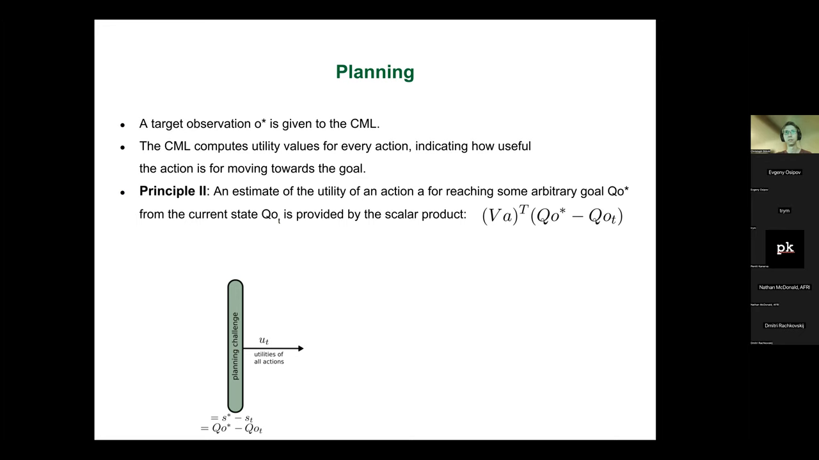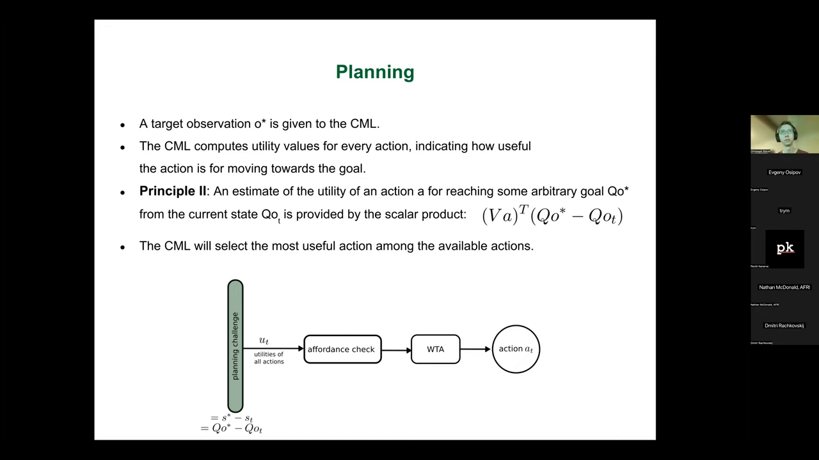And similar is in this sense just computed with the dot product. If they point roughly into the same direction, they will have a higher dot product, and therefore it's more useful. So we compute the utilities, this usefulness score, for all actions, and then we also add an affordance check because not all actions might be available in all parts of the environment. Then we have a winner-take-all circuit, which selects the most useful available action. And this is our action A that is selected during the planning phase.